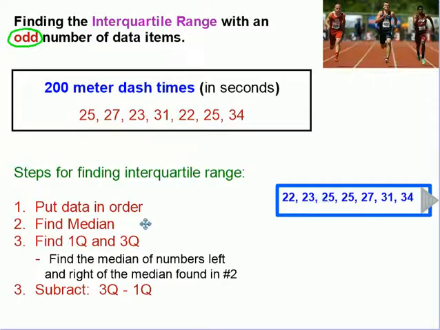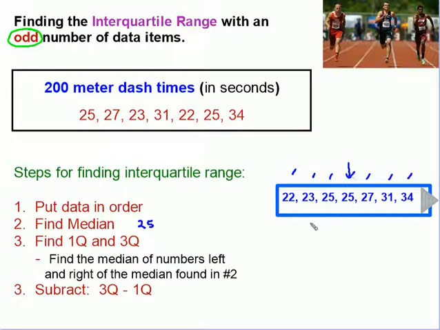Now, we want to find the median. So let's count. We've got 22 and 34. We've got 23 and 31, 25 and 27, and this is our median right here. Our median is 25. Now we need to find our 1Q and our 3Q. We need to find our first quartile and our third quartile.